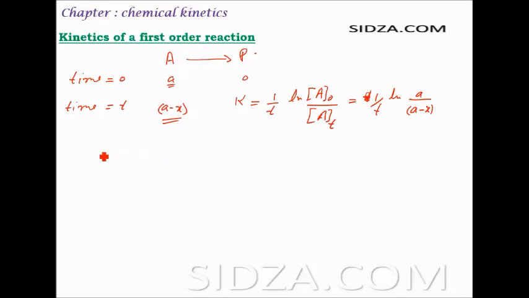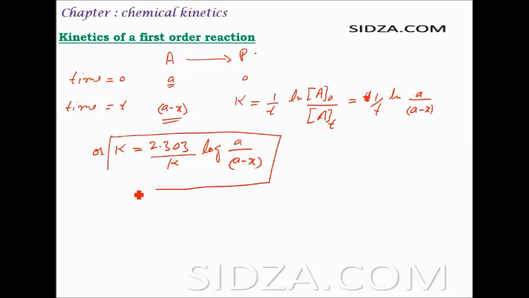We can further write it like this: k will be equal to 2.303, when we change the ln into log, divided by t, into log of initial concentration by concentration after time t. This is the equation that we normally use to solve questions. This is the rate constant k for the first order reaction, which is equal to 2.303 by t log of a by a minus x.